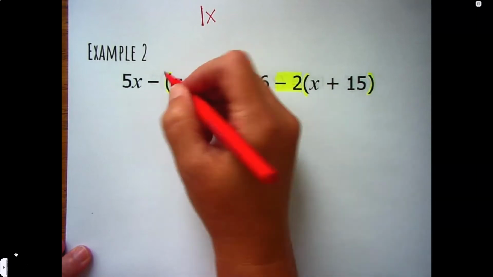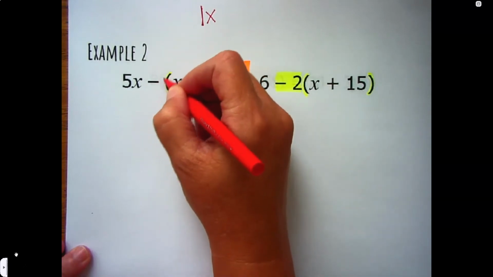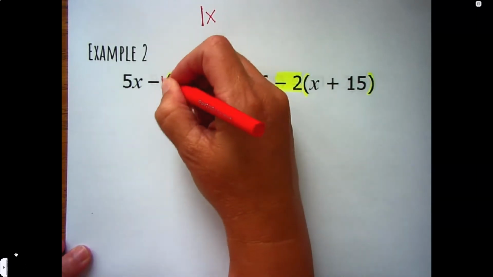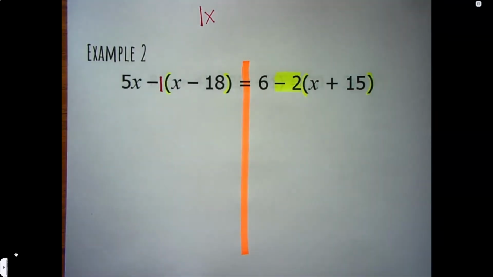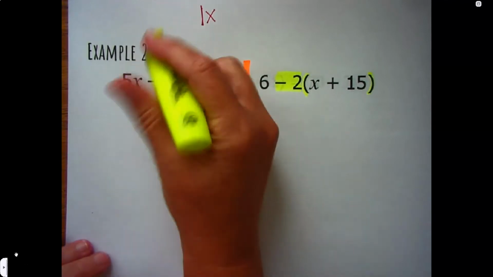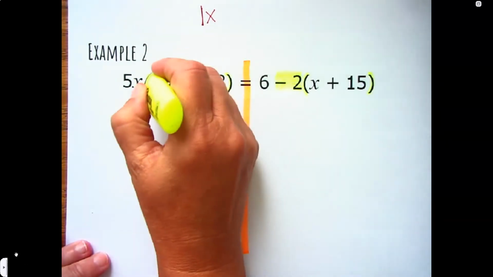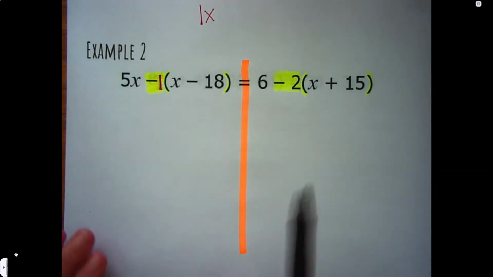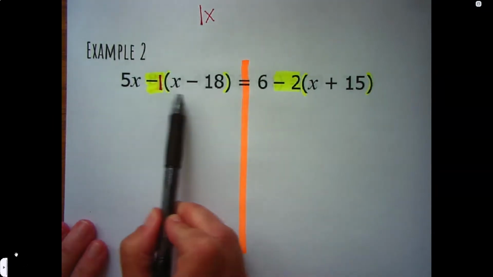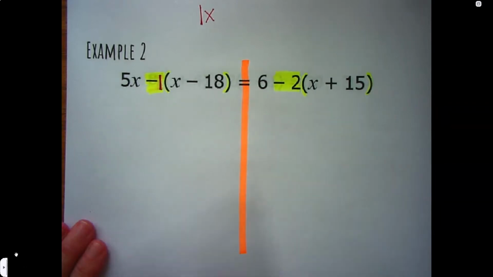The same thing's going on here. When I don't see a number right here in front of my parentheses, there is an invisible 1 there. So I'm actually going to write that in. So the number I am going to be distributing here is a negative 1 on this side. So to make parentheses go away, I'm going to distribute negative 1 to this, negative 2 to this.